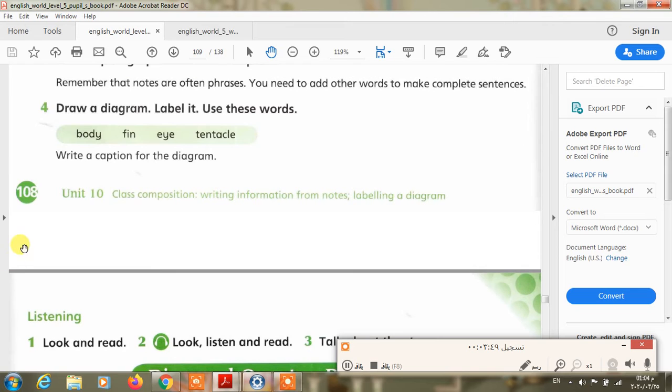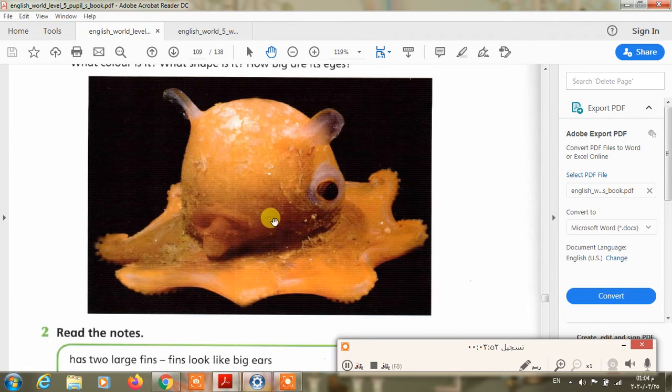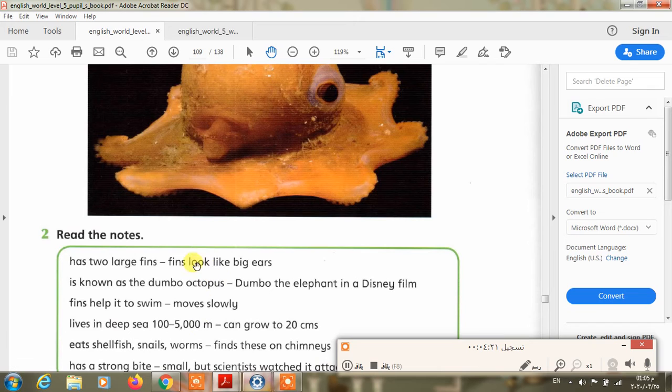This octopus is orange. Listen carefully, please. This octopus is orange. Its body is round and it has 8 tentacles. 1, 2, 3, 4, 5, 6, 7, 8. Its eyes are small. It has 2 large fins. They look like big ears. It is known as the Dumbo octopus. I used these phrases. I added some words only. Dumbo was the elephant in a Disney film. The fins help the octopus to swim.